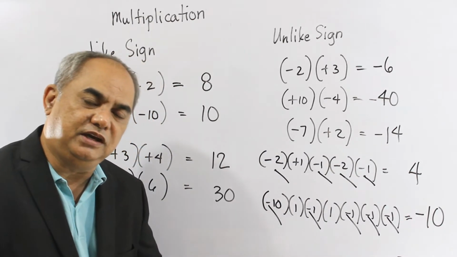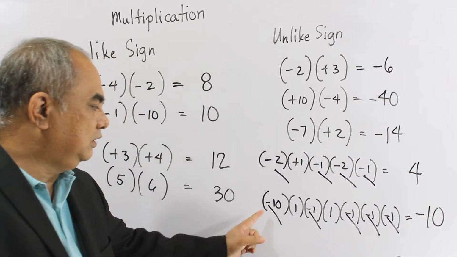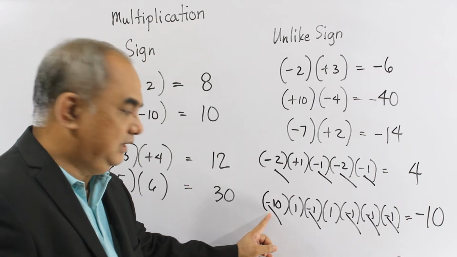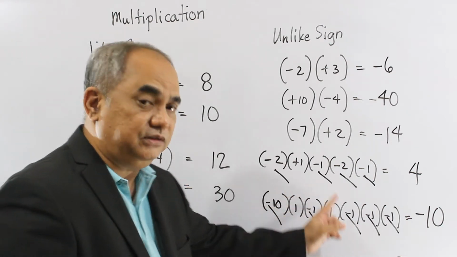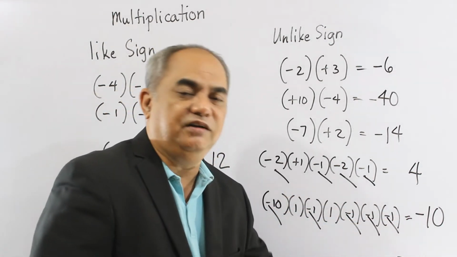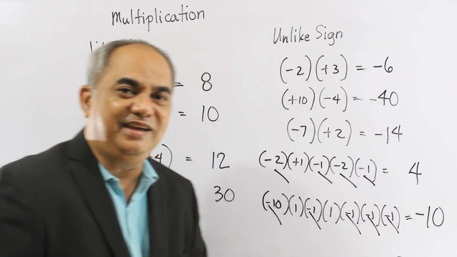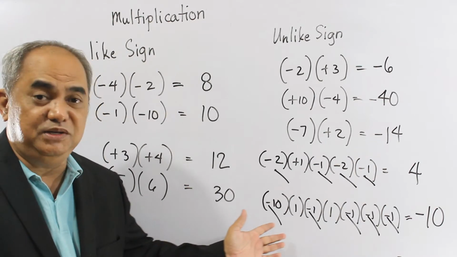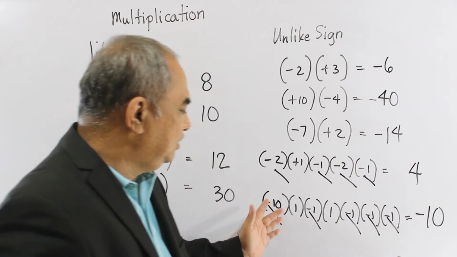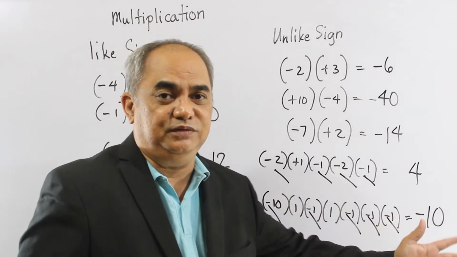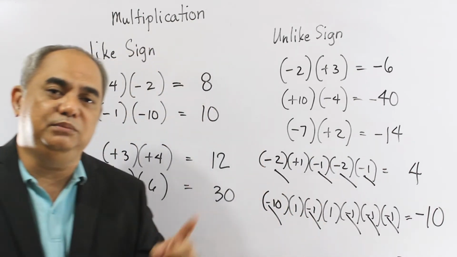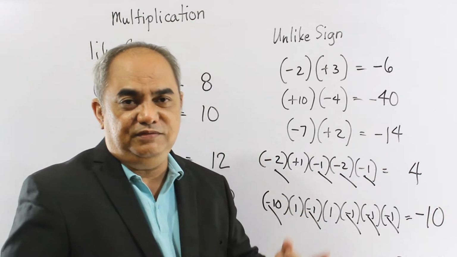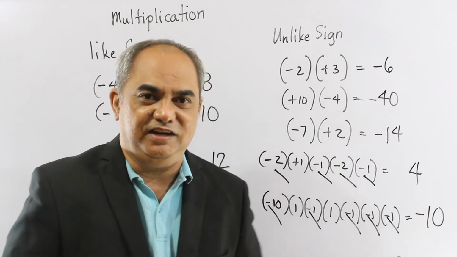Just remember, you always start with negative, and then comes positive, alternating, until you reach the last factor. Okay? And then we will go to the division process. The good thing about division, it will never have so many numbers like this. For division, we only have 2 numbers. One is the dividend and the other one is the divisor.